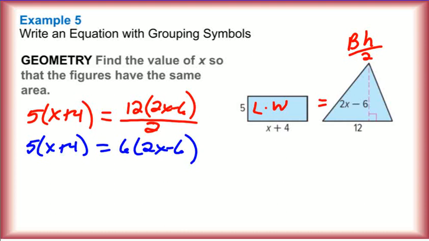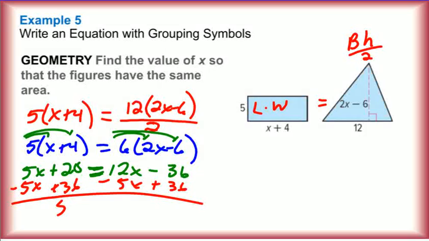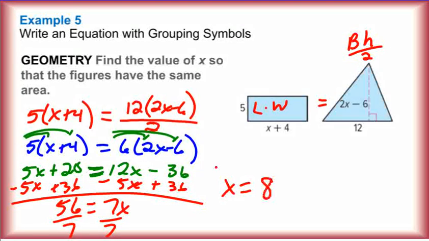Now to get rid of my parentheses, I'm going to distribute. So I have 5x plus 20 equals 12x minus 36. To get x by itself, get all my x's to one side. So I'm going to subtract 5x here. And I'm going to add 36 to both sides. And I'm left with 56 equaling 7x. To get x by itself, I divide by 7. 56 divided by 7 would give us 8.